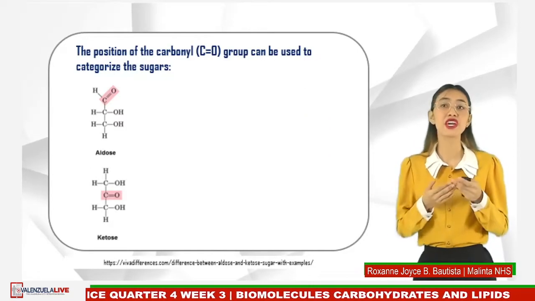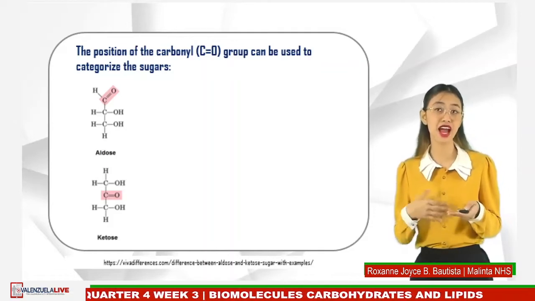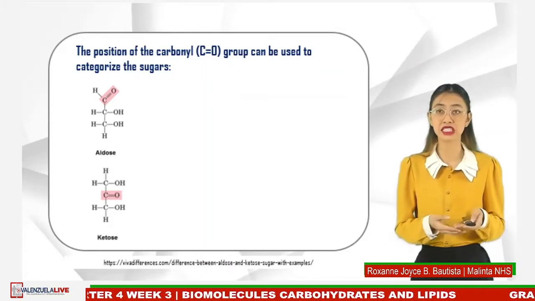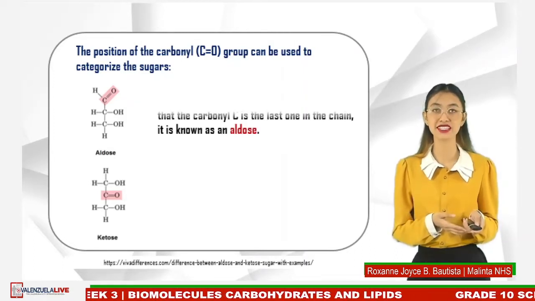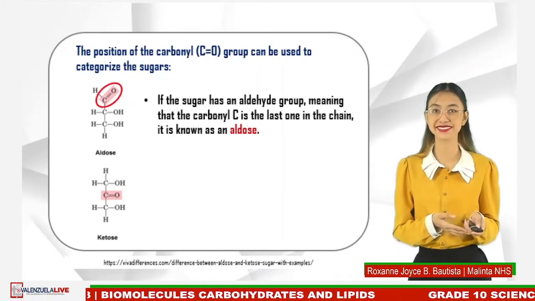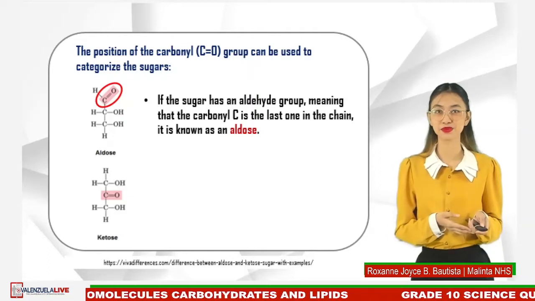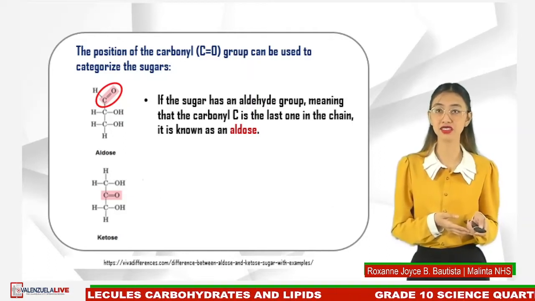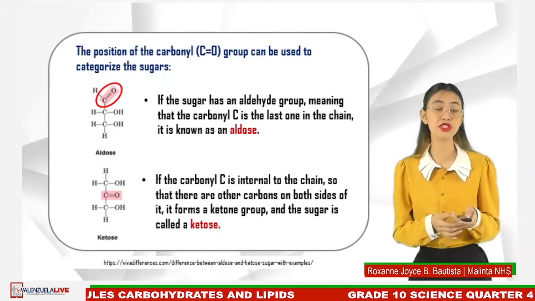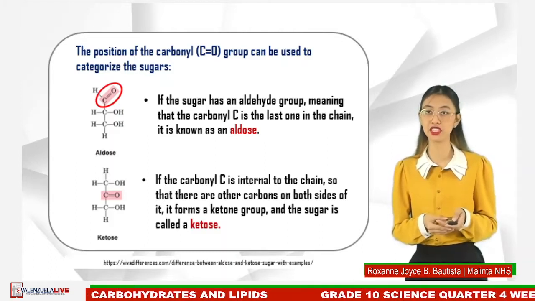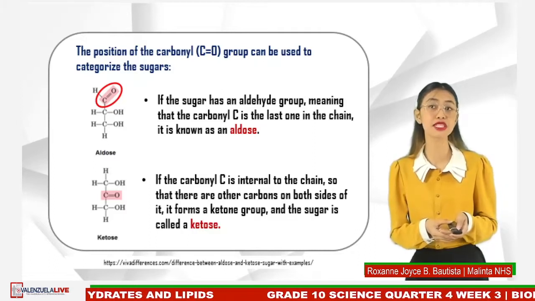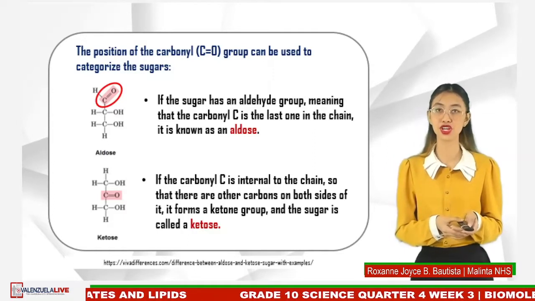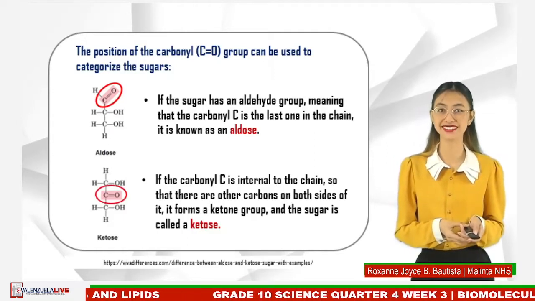Remember, if the sugar has an aldehyde group, meaning that the carbonyl C is the last one in the chain, it is known as an aldose. Meanwhile, if the carbonyl C is internal to the chain, so that there are other carbons on both sides of it, it forms a ketone group, and the sugar is called a ketose.